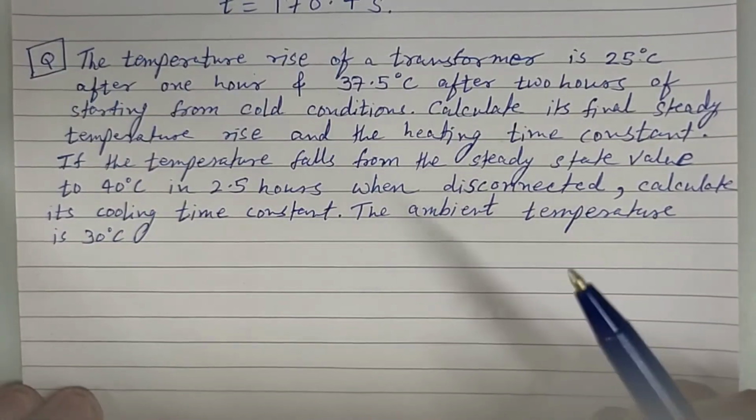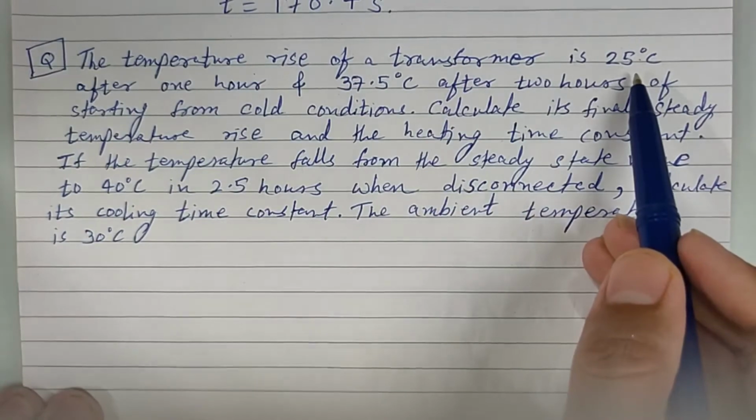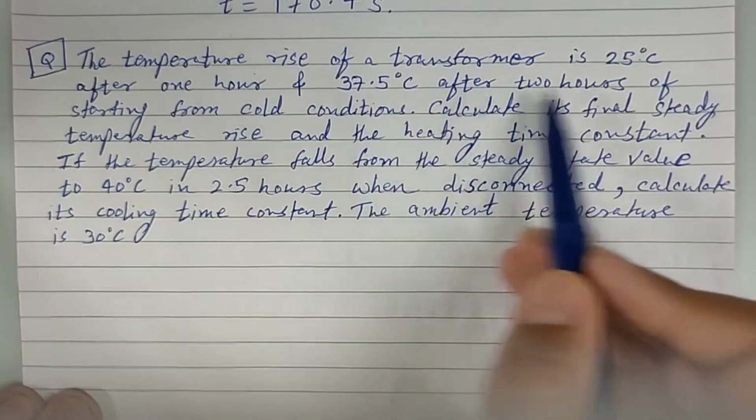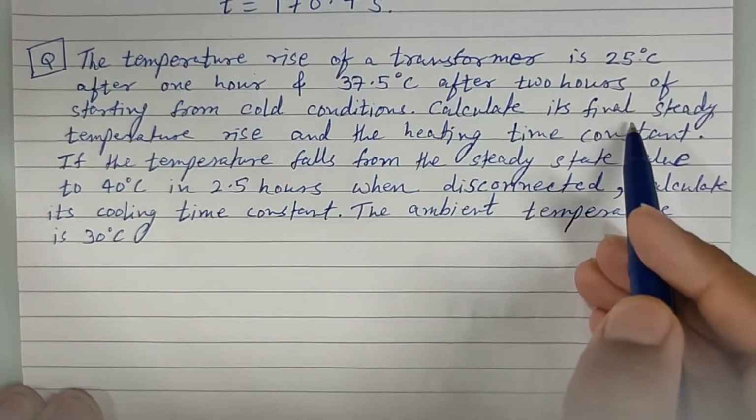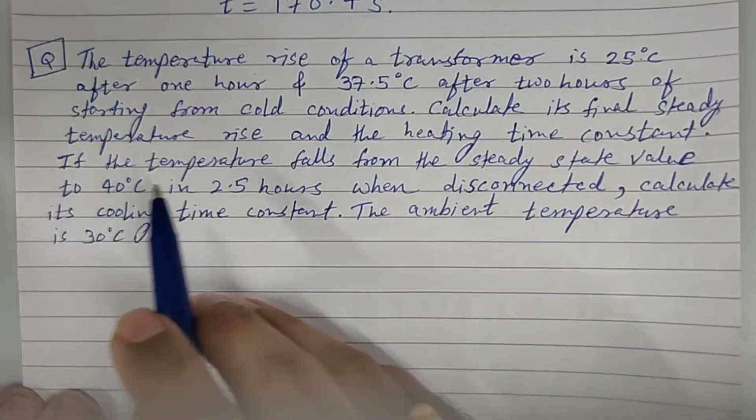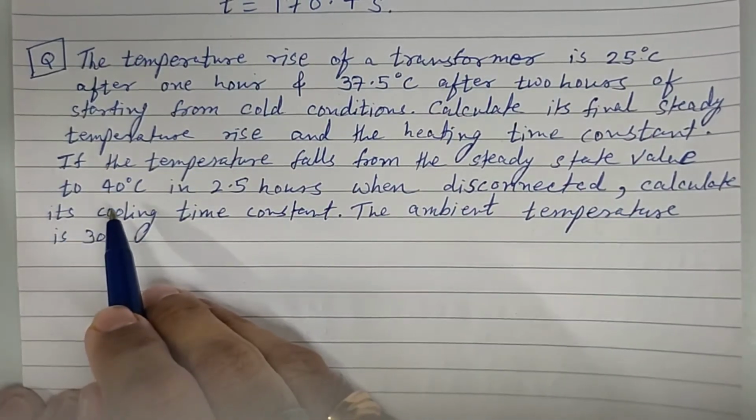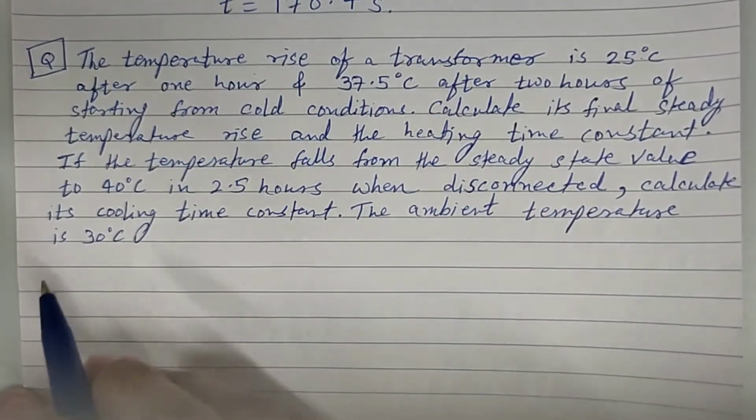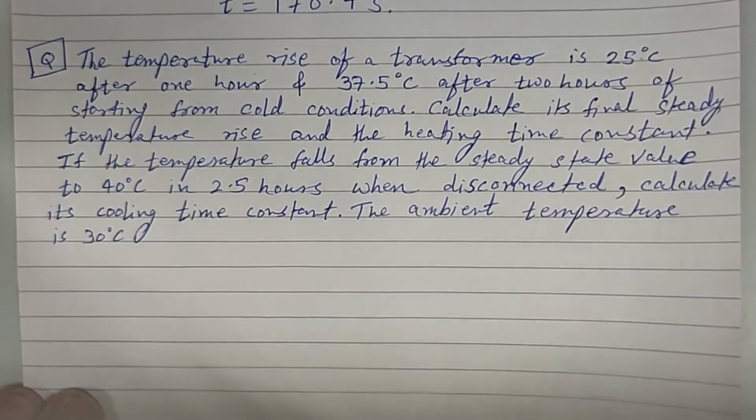Moving to the next question, the data says the temperature rise of a transformer is 25 degrees centigrade after 1 hour and 37.5 degrees centigrade after 2 hours of starting from cold condition. Calculate its final steady temperature rise and the heating time constant. If the temperature falls from the steady state value to 40 degrees centigrade in 2.5 hours when disconnected, calculate its cooling time constant. The ambient temperature is 30 degrees.